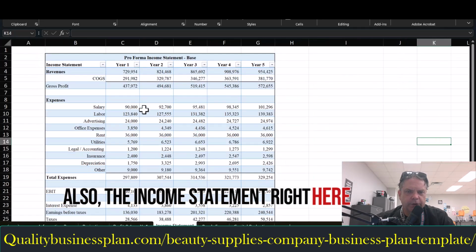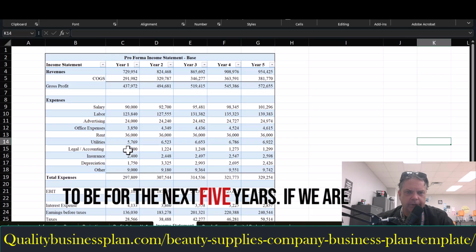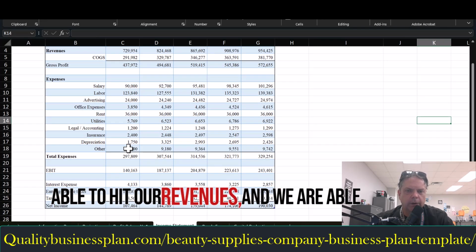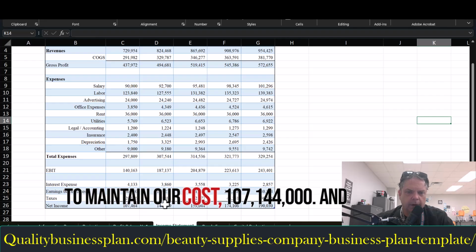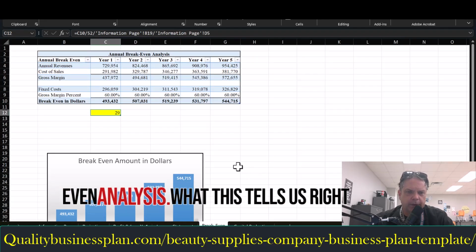Also, the income statement right here shows us what our net profits are going to be for the next 5 years if we are able to hit our revenues and we are able to maintain our costs: $107,000, $144,000. And here's the beautiful thing. I love my break-even analysis.